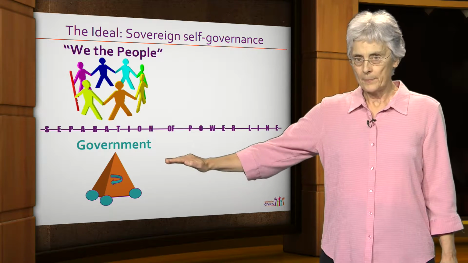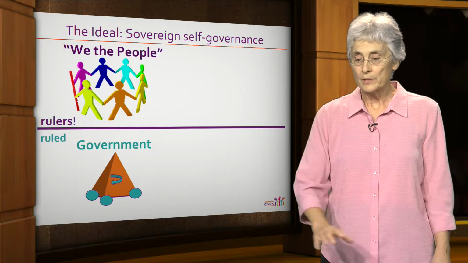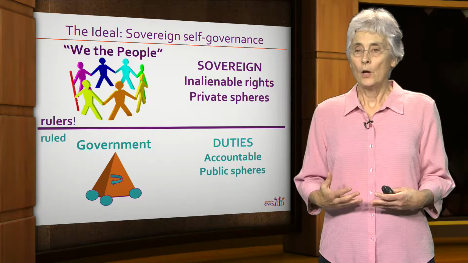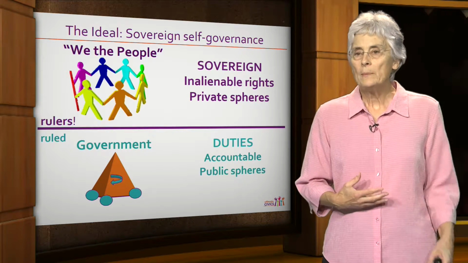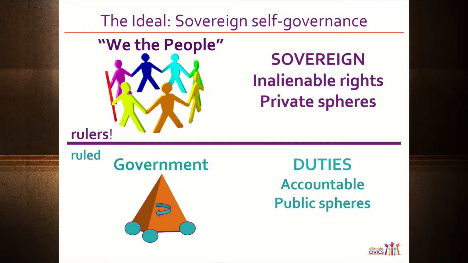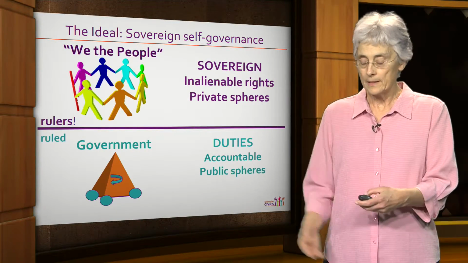The founders imagined a separation of power line, where there would be distinct duties for the rulers to guide our government. Specifically, the rulers, the people, would be sovereign. We have inalienable rights. And those rights allow people to operate in private spheres like our homes and our other private spaces, free of government interference. The government, on the other hand, is tasked with duties through the Constitution, and it's held accountable to the people. The government operates in a public sphere, ideally, where people come together to identify problems and find remedies for our society.